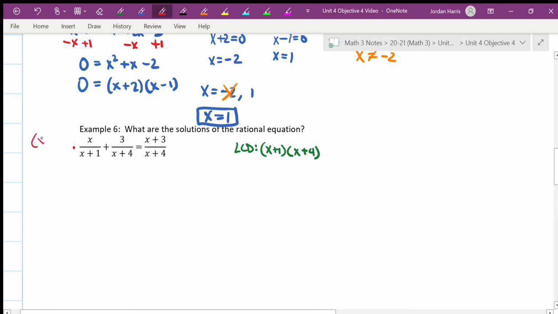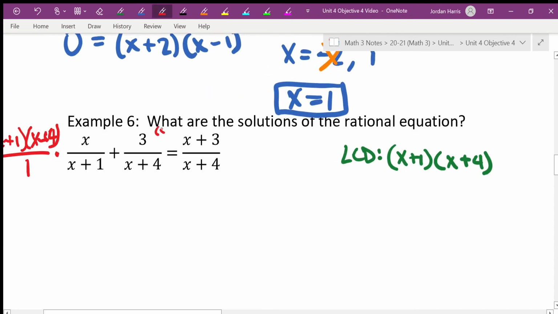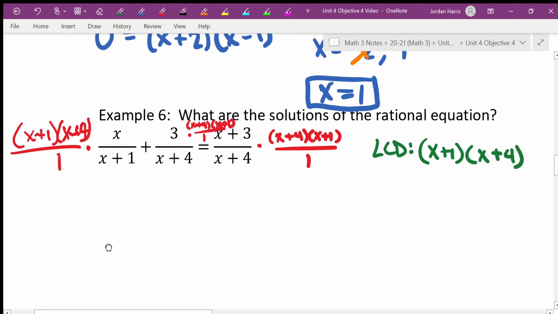The first two aren't too bad, so I'm going to multiply by x plus 1, x plus 4 over 1. This one's going to be hard to write in, but I'll just write it in right here. x plus 4, x plus 1 all over 1. And this one is x plus 4, x plus 1 all over 1. So we take each one separately.